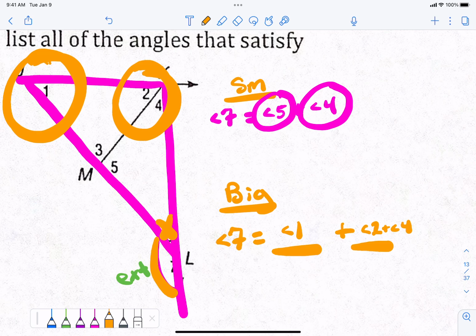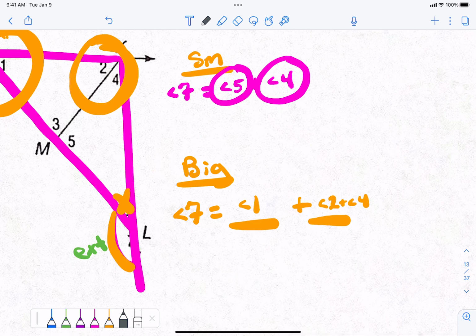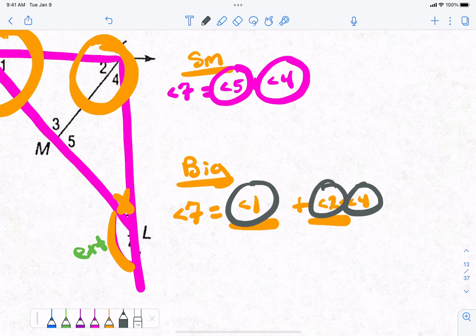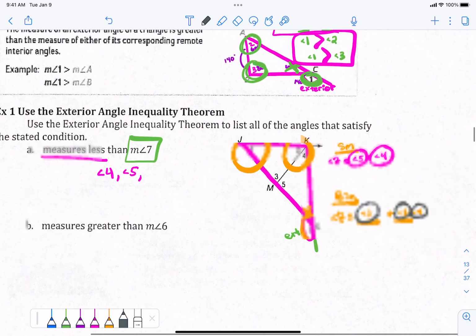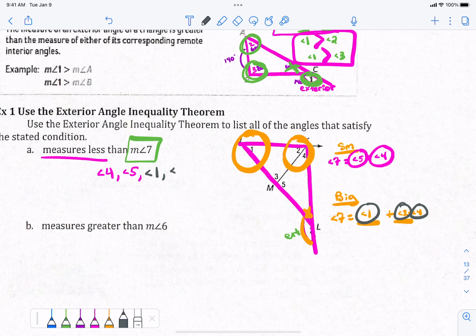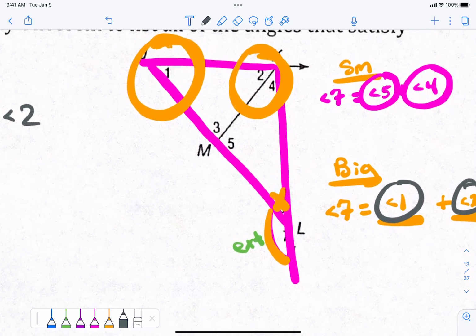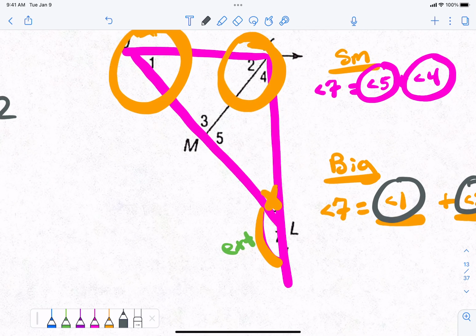Combined together, okay? So which angles are smaller than angle 7? 1, 2, and 4, because those 3 added together make up what 7 is. So individually, those 3 would be smaller than 7. On my list, I already have 4, but I'm going to add to that angle 1 and angle 2. Those are all the angles that I know inside of here are smaller than angle 7.